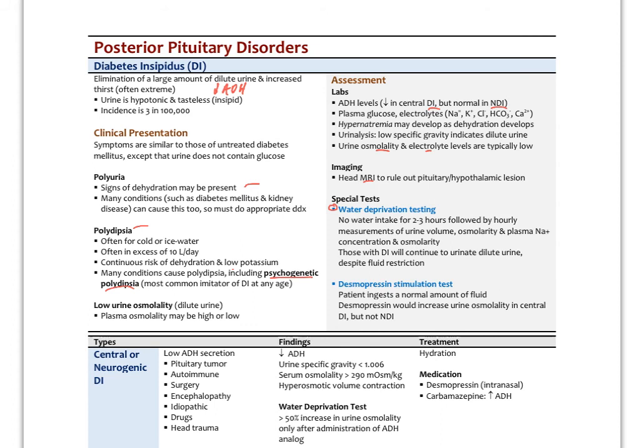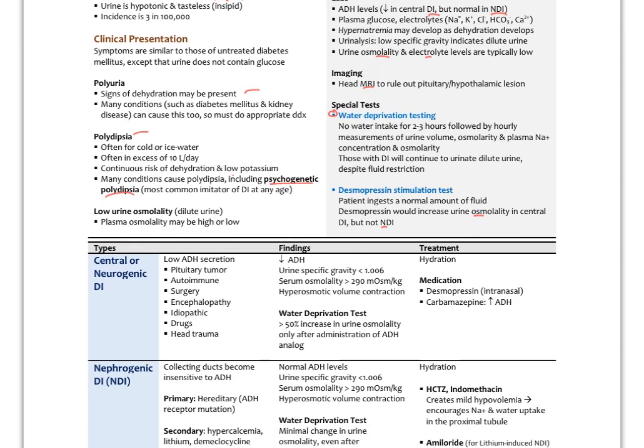There's also a desmopressin stimulation test. Remember, desmopressin is synthetic ADH, has a longer half-life than natural ADH, and the patient ingests a normal amount of fluid. You give the desmopressin, and that should actually increase the urine osmolality in the central DI. But in nephrogenic DI, again, there's a blockage of those receptors in the kidneys. You're not going to see a correction. So the desmopressin stimulation test can help differentiate central from nephrogenic DI.